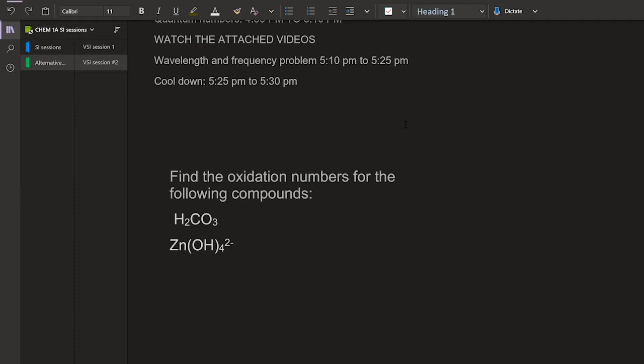So we just have a quick warm-up starting out with find the oxidation numbers for H2CO3 and zinc hydroxide. So just for the sake of time, I'm going to be going through this warm-up.